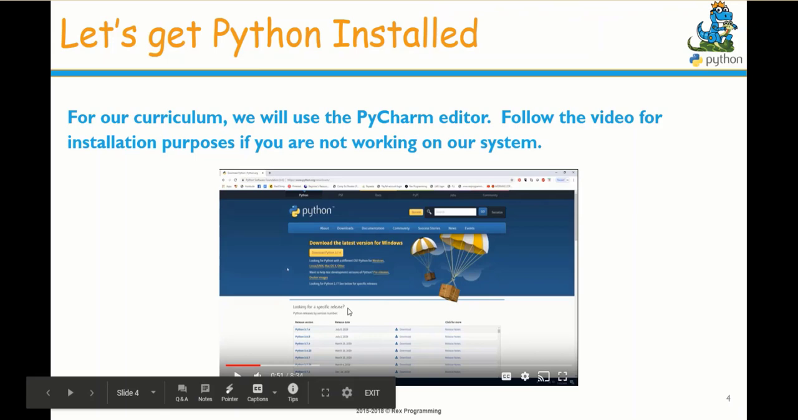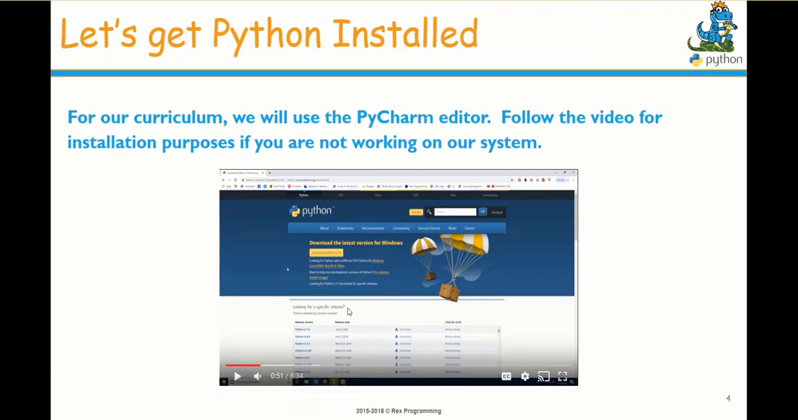All right, so I assume everyone's gone ahead and got the PyCharm editor installed. By the way, the person's voice you heard on that video is actually the person who wrote our curriculum, and you'll be hearing from him throughout this class, not just today, but in the future.